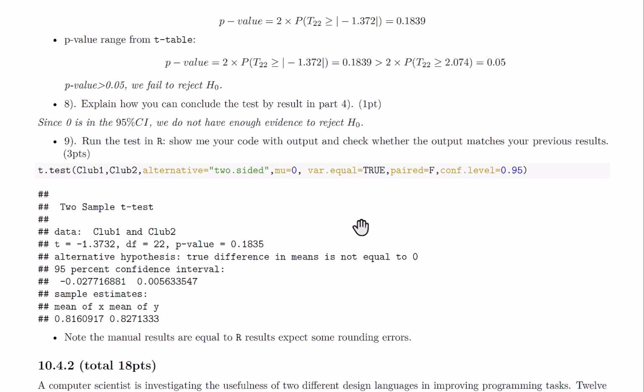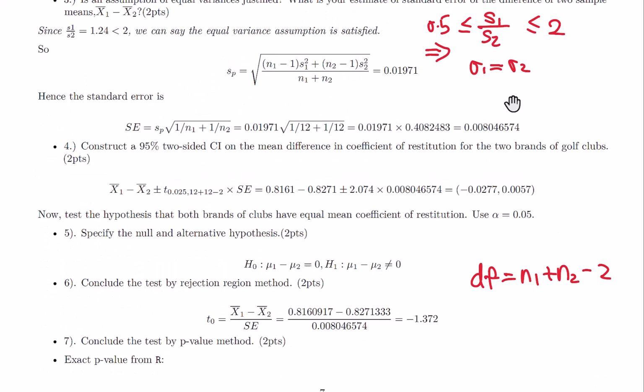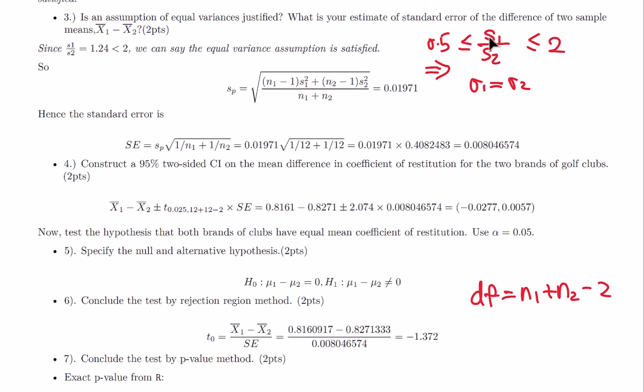How can I run this whole thing in R? That's the code. Here we have to specify the first sample, the second sample, and then alternative is two-sided. Mu is the hypothesized value, the mean difference is 0. And we have to specify whether equal variance is true or not. Paired here is false, it's not paired. Equal variance is yes, because as we explained right here, the ratio of the two sample standard deviations is between 0.5 and 2. Then we could just use this equal variance assumption.